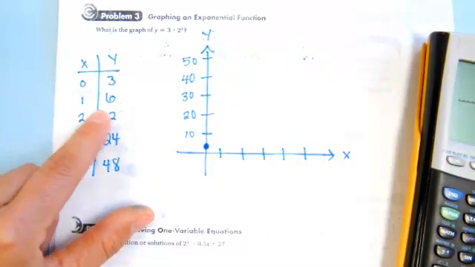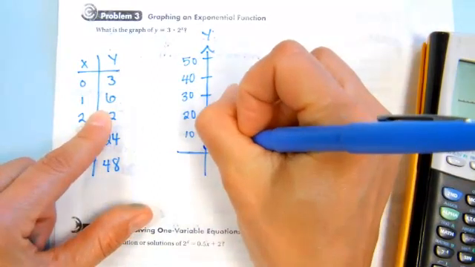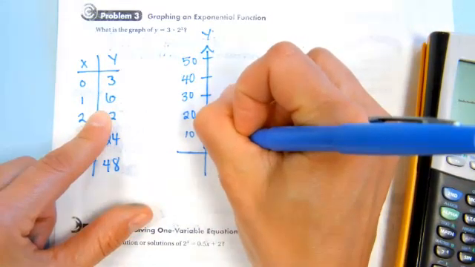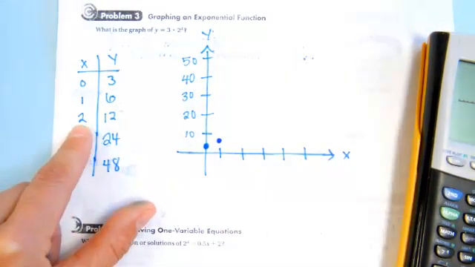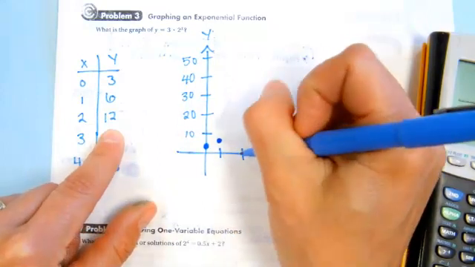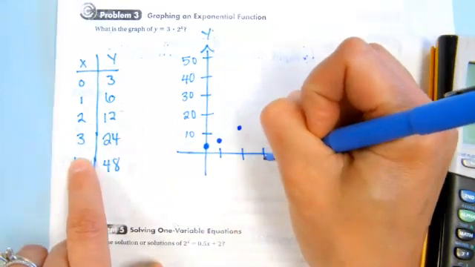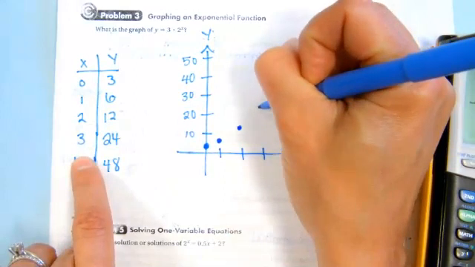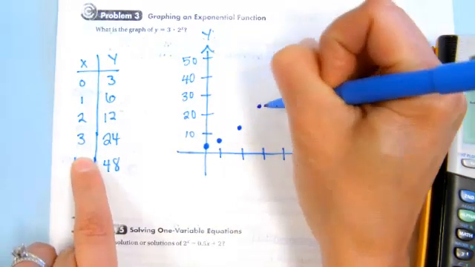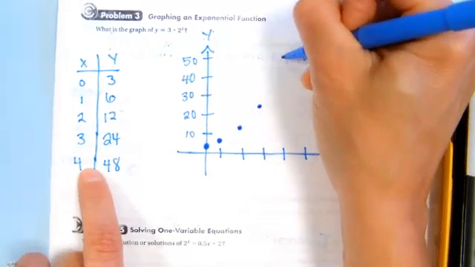And then 1, 6, again, it's not going up by very much at first. So that's going to be really close. 2, 12, again, still not very much. 3, 24. Now we're getting somewhere a little bit. 4, 48. Okay.